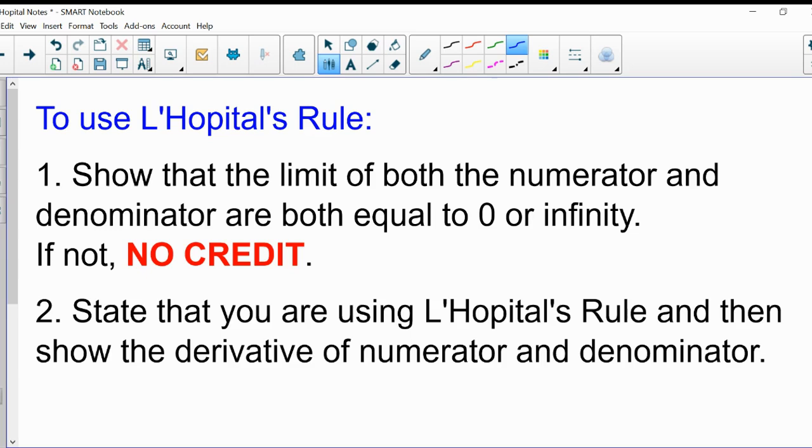To be able to do this, you need to first show that the limit of both the numerator and the denominator separately are both equal to either 0 or infinity. If you do not show this, you will not receive full credit on the AP exam. And then you have to state that you are using L'Hopital's rule, show the derivative of numerator and denominator, and then evaluate with direct substitution. So on your note sheet, we are going to look at 5 examples.